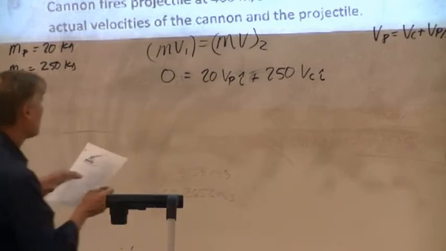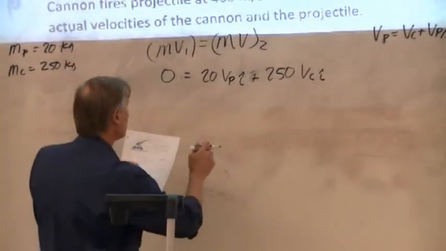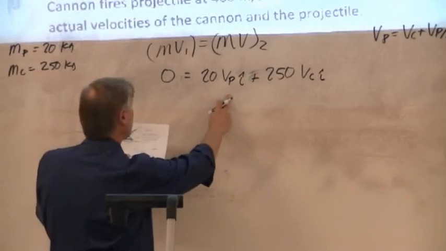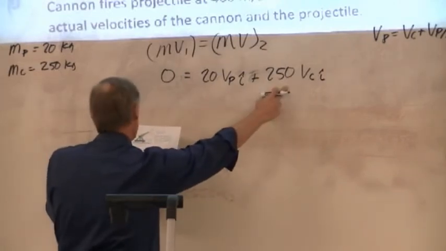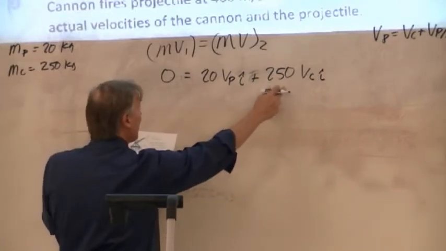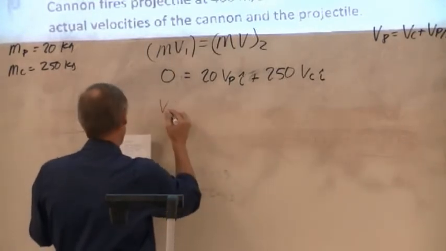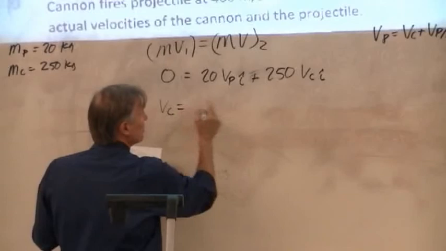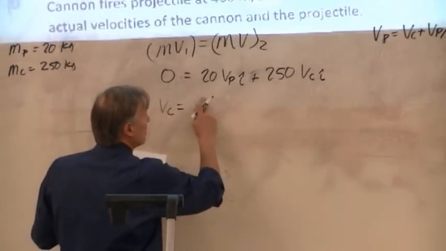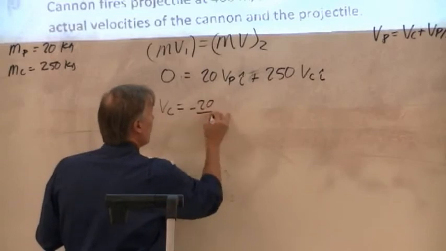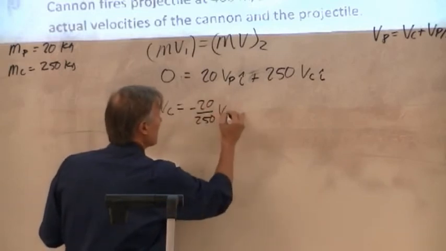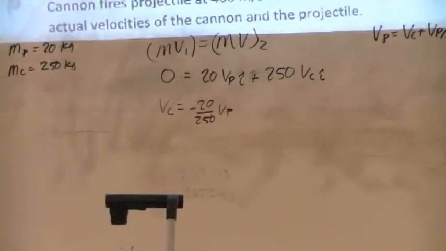So this is in the I direction. We've got the velocity of the projectile, and this is the velocity of the cannon. So I can set this up as a relationship. I can say the velocity of the cannon is equal to minus 20 over 250 times the velocity of the projectile. Can't I? In the X direction. This is all in the I direction.